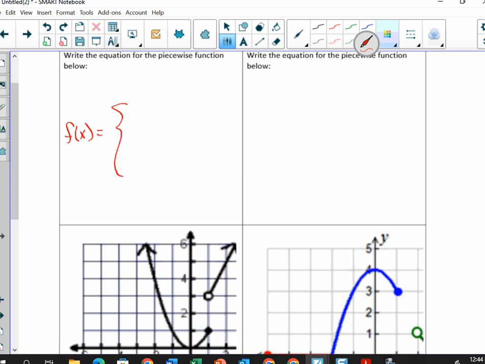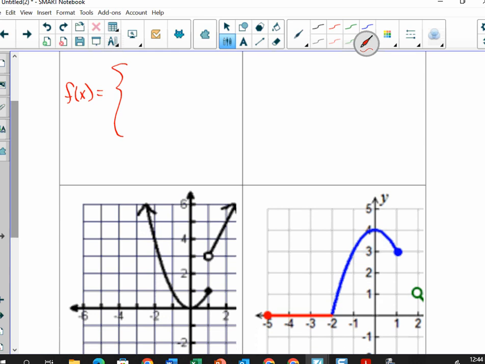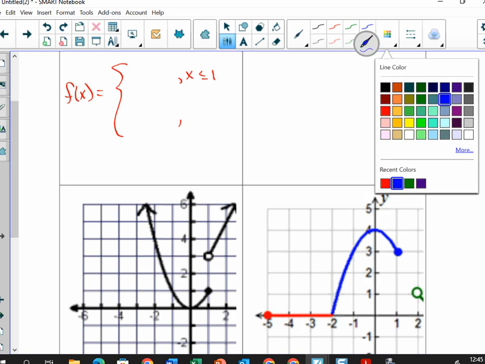Okay, so this first graph, I have 2 pieces to it. Let's just do the x part of it. So if I look at that parabola, what x values would you tell me that's going to occur? Like, where is that going to happen? Less than or equal to 1? Yeah. Yep, and the second piece would be x is greater than 1.